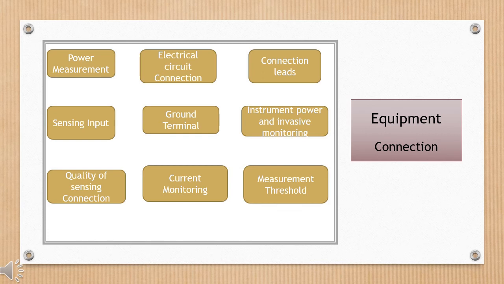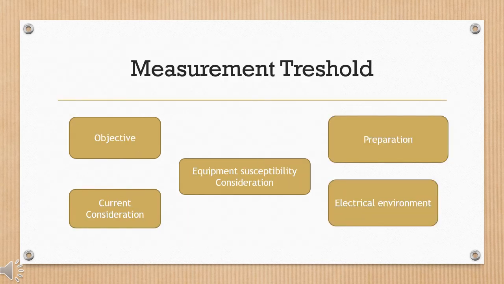Next, we are going to the equipment connection. In equipment connection, there are some points that we need to know. The first one is power measurement. The second one is electrical circuit connection, and the third one is connection lead. The fourth one is sensing inputs. Next is ground terminals, and instrument power and intensive monitoring, quality of voltage of sensing connection, current monitoring, and measurement threshold.